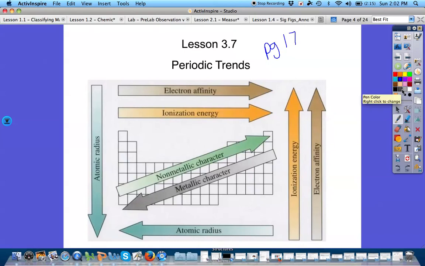Hello, this is Mrs. Sargent, and this is lesson 3.7, Periodic Trends. So, with the way our periodic table is organized, there are specific trends for how the elements are arranged. Today we're going to look at atomic radius, ionization energy, and electronegativity, also known as electron affinity.